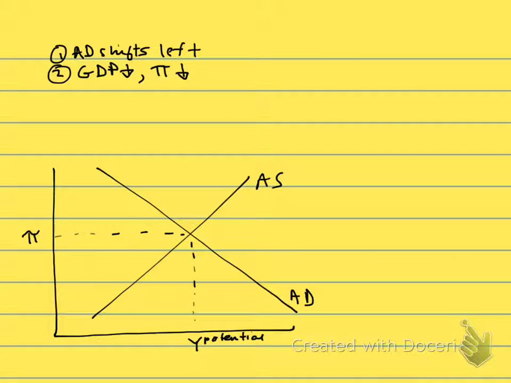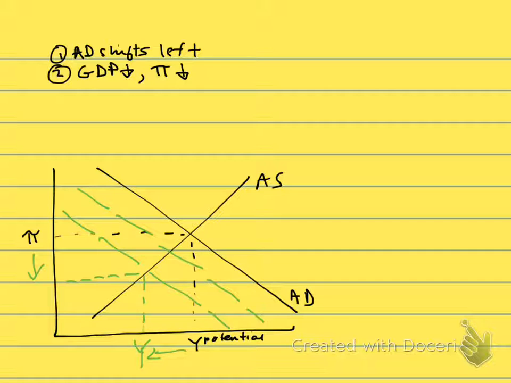So if we have the aggregate demand curve shifting to the left, and maybe it shifts actually quite a bit with the financial crisis in Britain, so we get a new equilibrium with a much lower level of GDP, so GDP falls, and a lower level of inflation because economic activity is falling. We're moving along the aggregate supply curve.